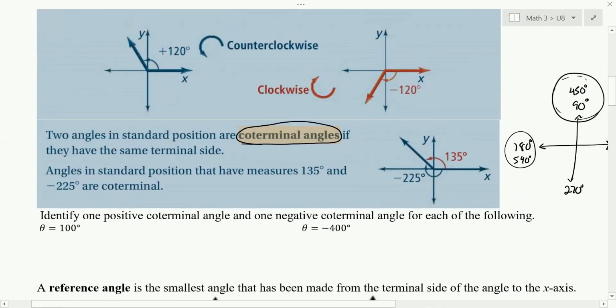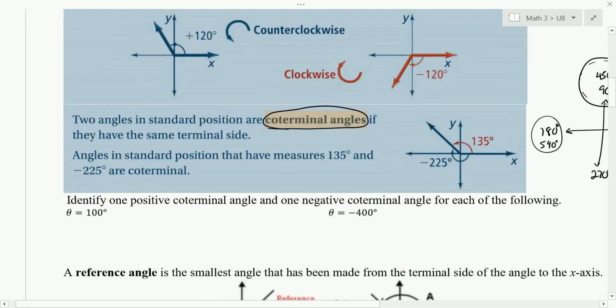So if 100 degrees is one of the angles we're looking at, what would be coterminal with 100 degrees? 100 degrees would be in quadrant 2. So if I go a full circle from 100, so if I add 360 to that, I get 460 degrees. Okay. So that's a positive coterminal angle.